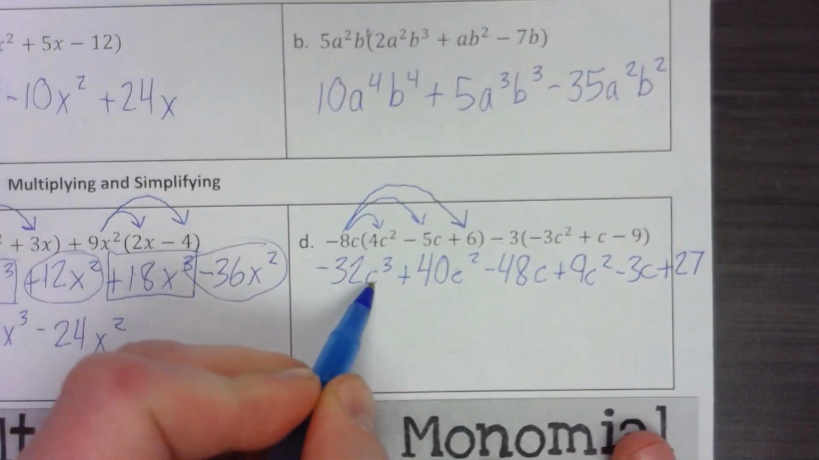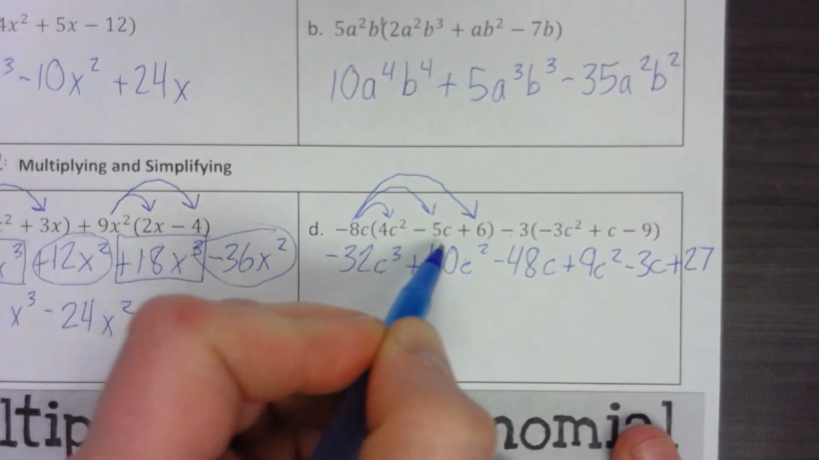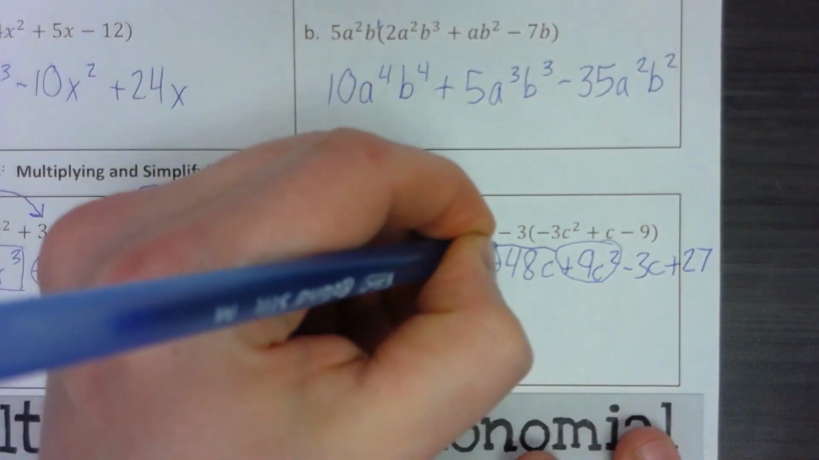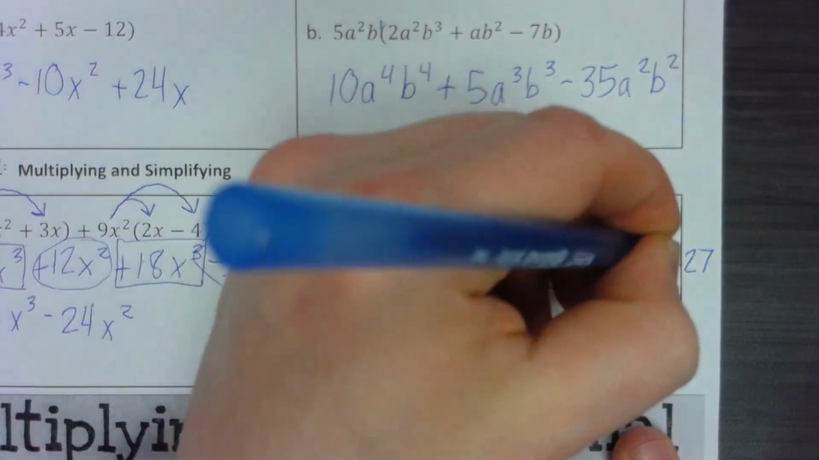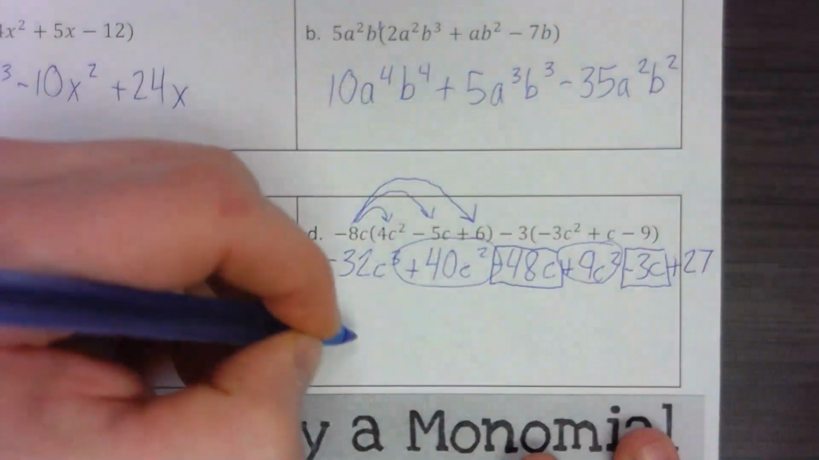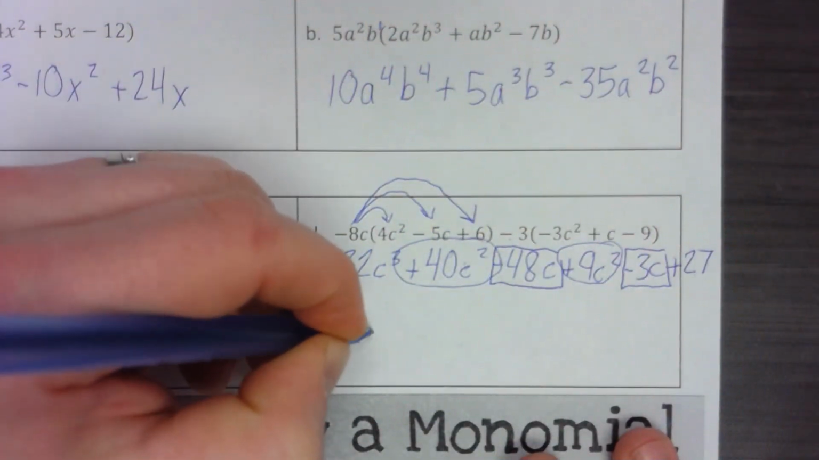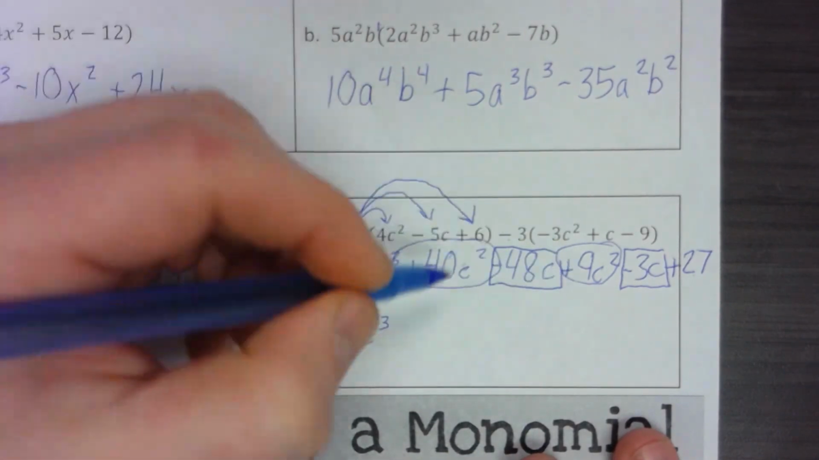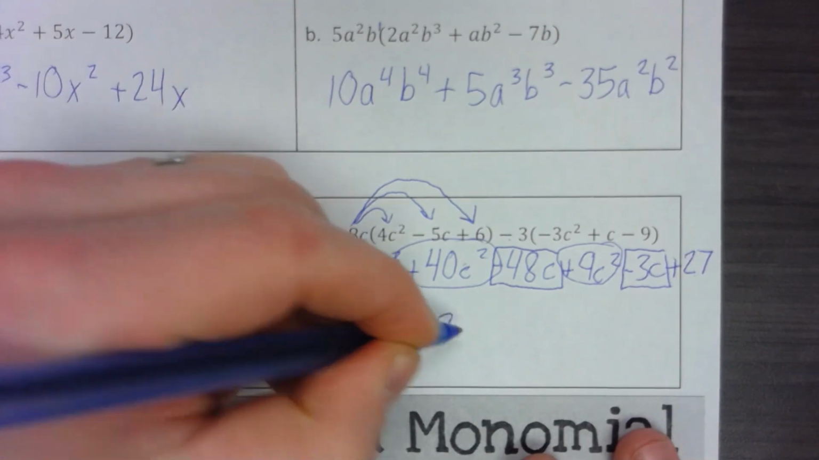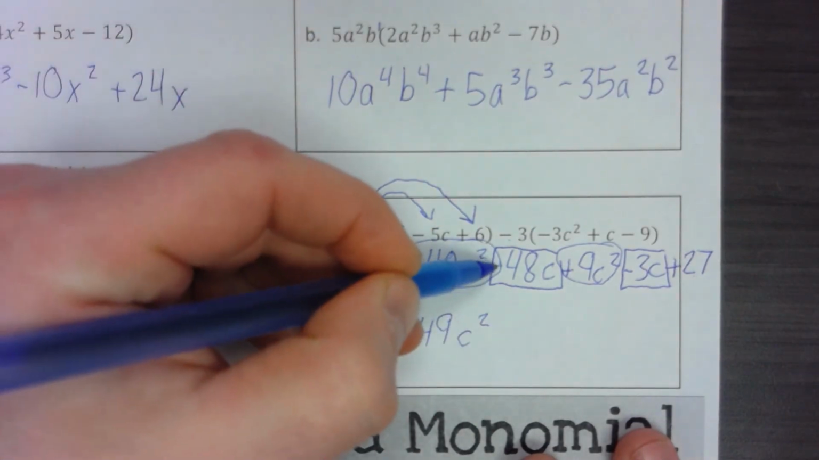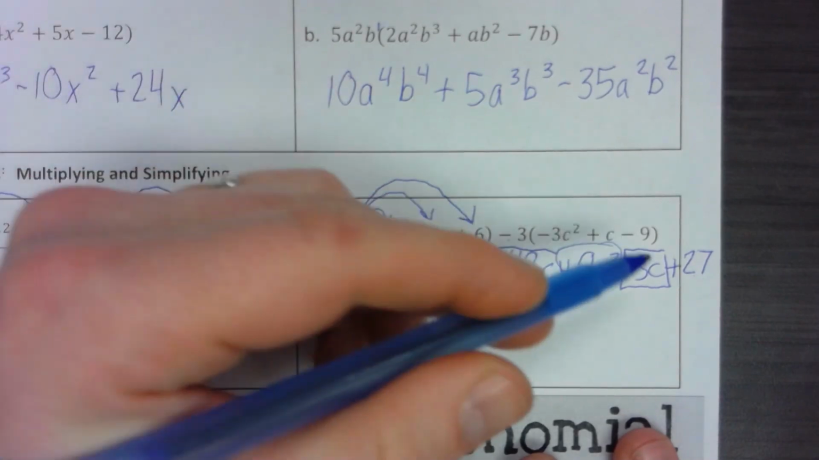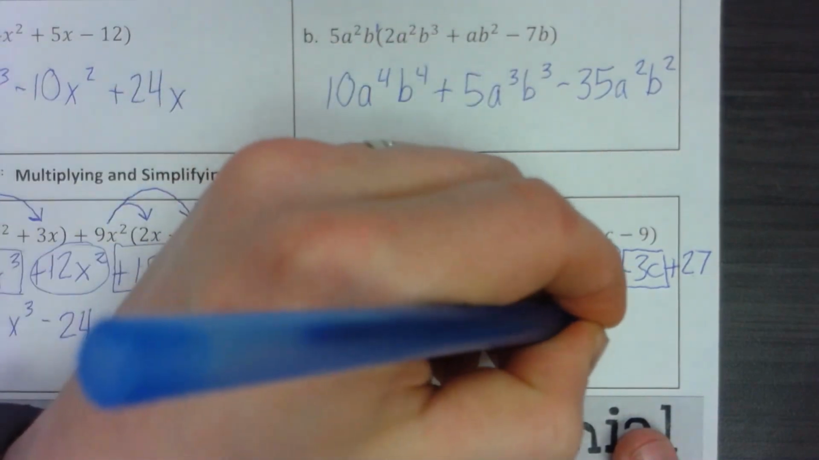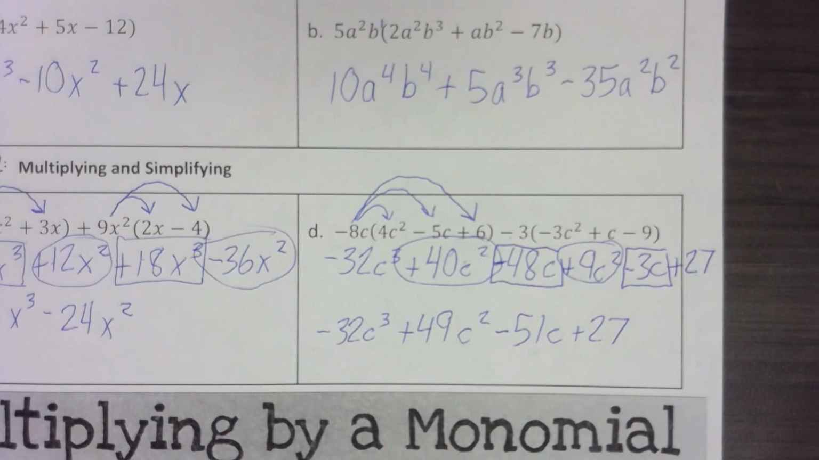Okay, so there's only one c cubed, but I see two c squareds right there. And I see two things that have just a plain old c in them. And then this is all by itself. Okay, let's write this in standard form. My c to the thirds go first. I've got 40 plus 9 is 49 c squareds. This was a negative: negative 48 minus 3 more is negative 51 c's, plus a 27 to finish us off there.